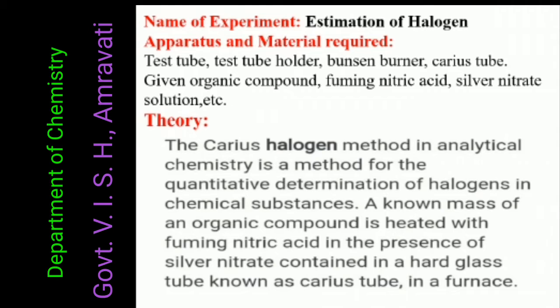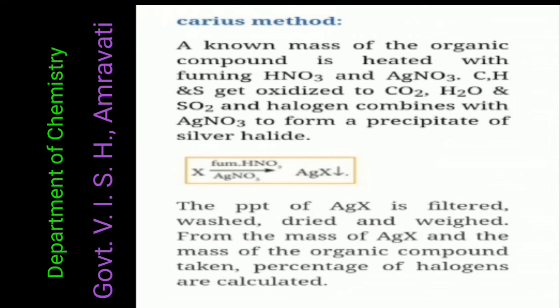So students, in this experiment, the theory will help you to understand this practical better. The Carius halogen method in analytical chemistry is a method for the quantitative determination of halogens in chemical substances. A known mass of organic compound is heated with fuming nitric acid in the presence of silver nitrate in a hard glass tube known as Carius tube in a furnace.